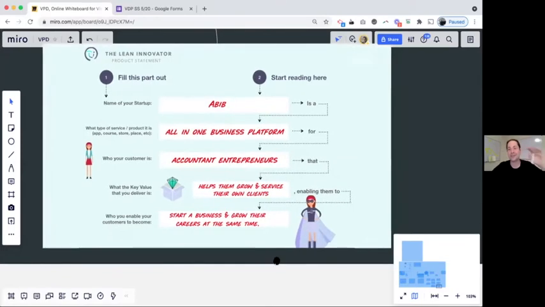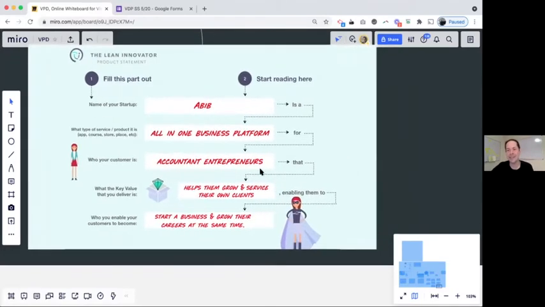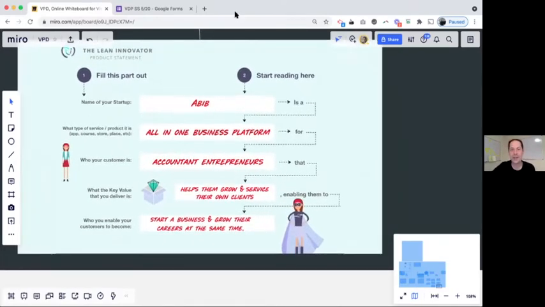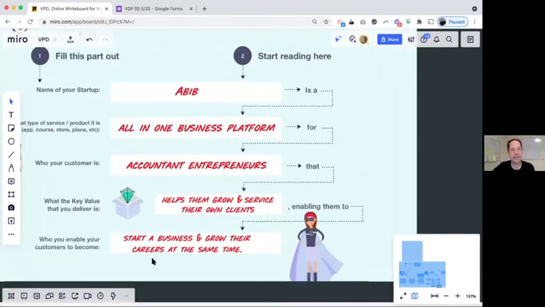All you have to do is read, right? Just like that Mad Libs thing, remember those? Okay, so if we've got all this information here, now we're gonna read it. So Abib is an all-in-one business platform for accountant entrepreneurs that helps them grow and service their own clients, enabling them to start a business and grow their careers at the same time.